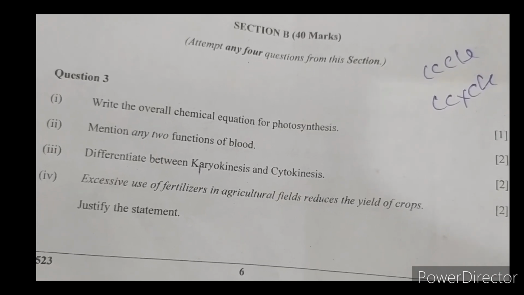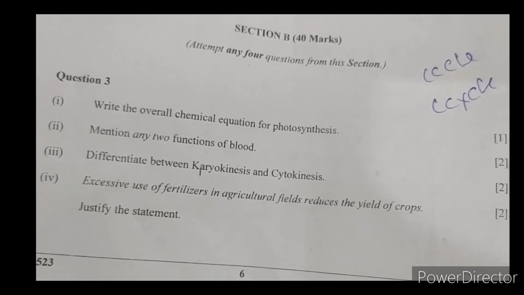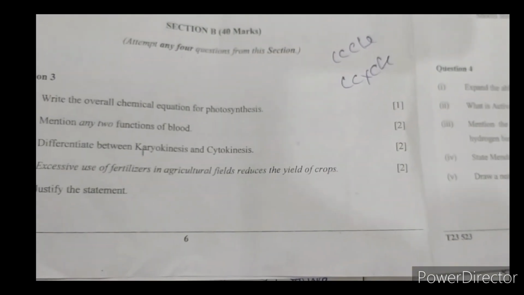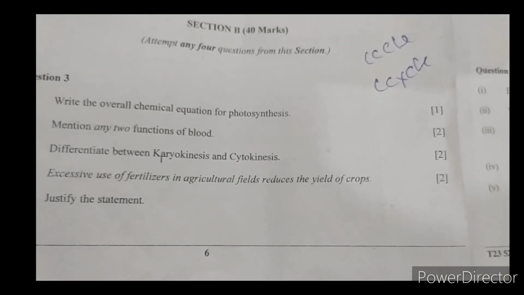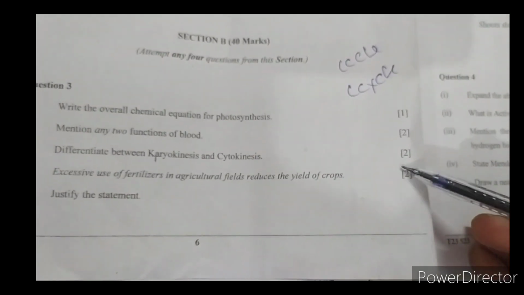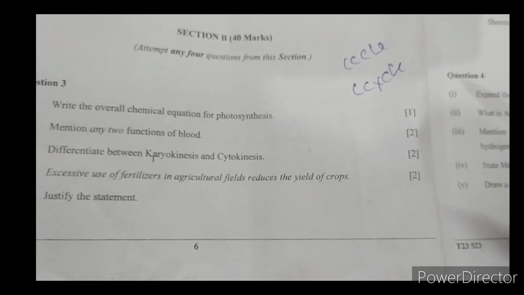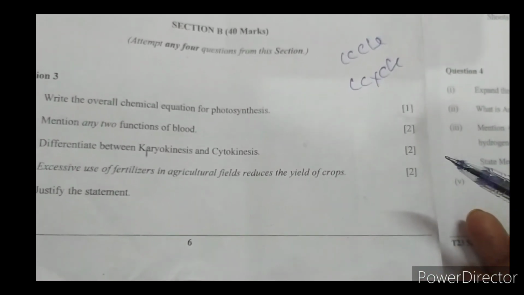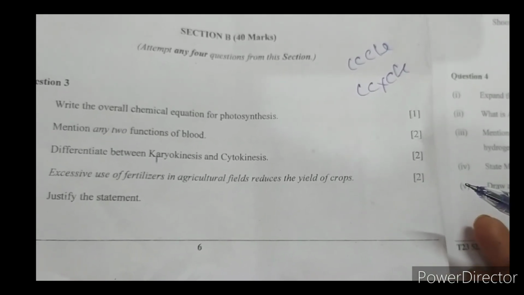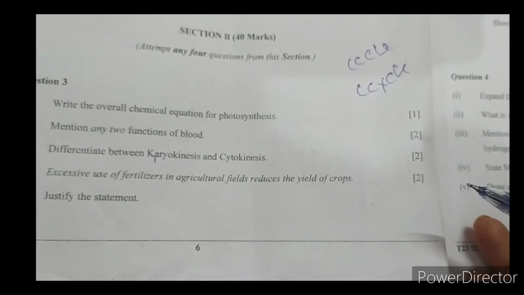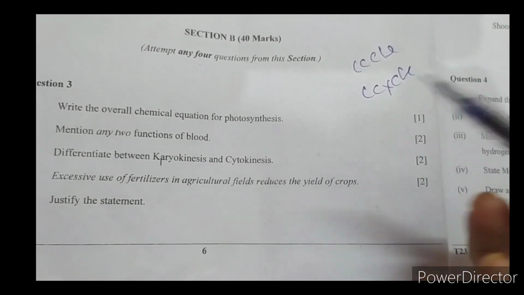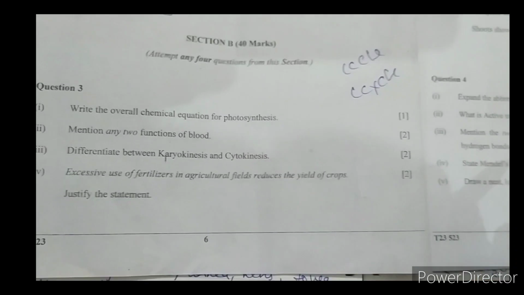Differentiate between karyokinesis and cytokinesis. Cytokinesis is division of cytoplasm and karyokinesis is division of nucleus or any changes in the nucleus. So you have to differentiate between karyokinesis and cytokinesis. It is of 2 marks, so you can write two differences. One is cytokinesis, division of cytoplasm, and karyokinesis, division of nucleus. Another difference is not as such. You can also write a small part of difference in cytokinesis in plant and animals. But you can write only one difference, because I don't think there are two differences in that.